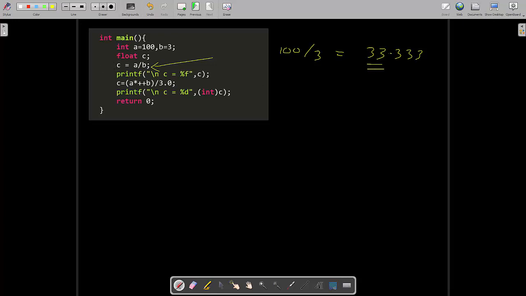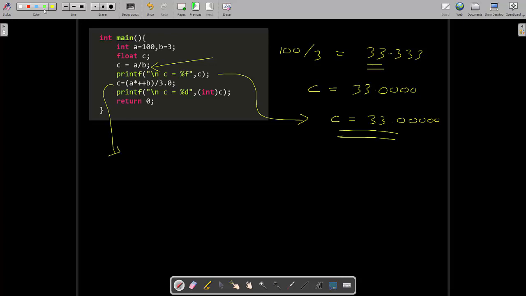That means in C the value that is going to be stored is 33.0000. So if I just do a printf, the first output of the first statement is going to be C equal to 33.0000. So this is very important to understand that integer divided by integer is going to give you an integer value only. So let us look at the second expression.